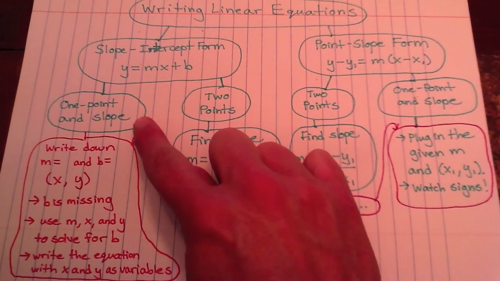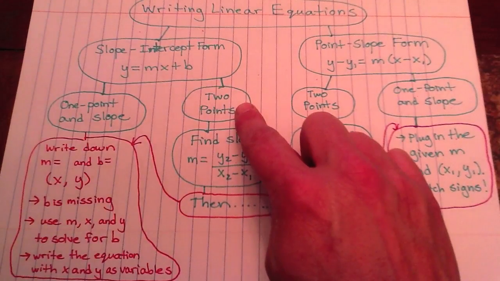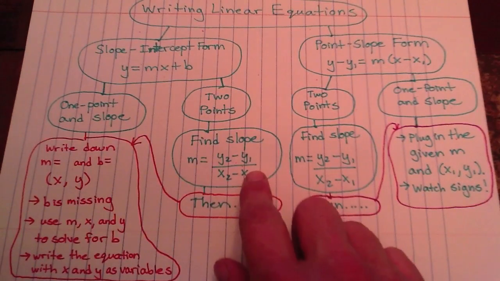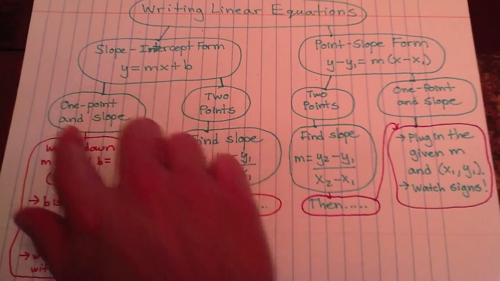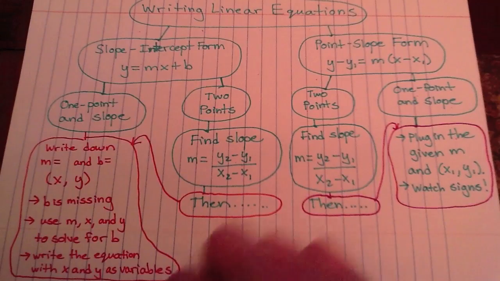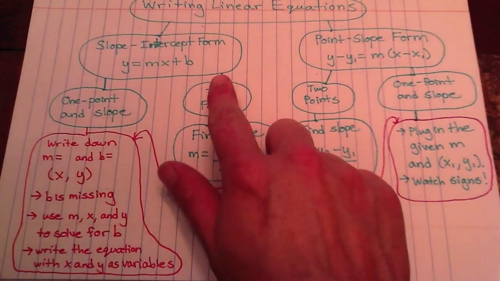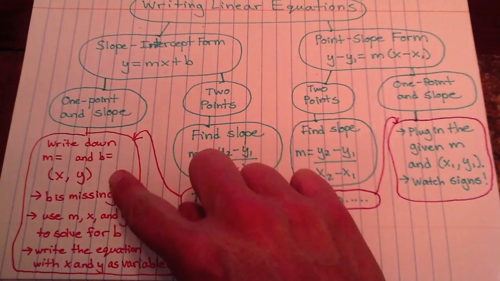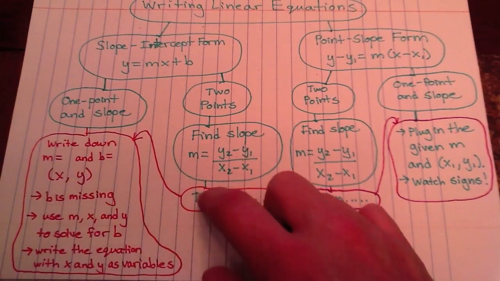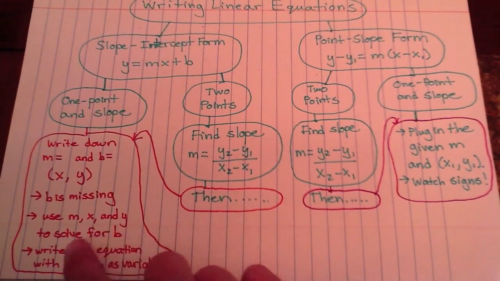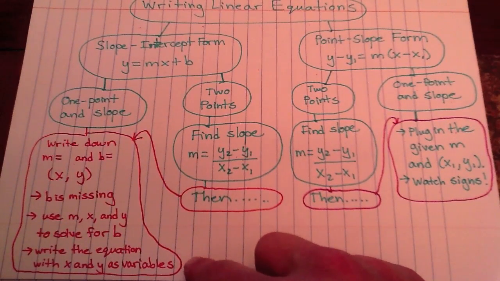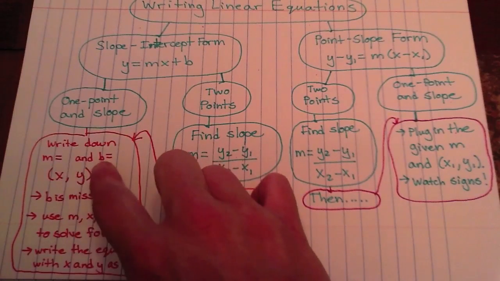But just remember when you're given 1 point and slope versus 2 points, the only thing added when you're given 2 points is that you find your slope. Once you have m, you're right back to here, 1 point and slope, because you're just going to choose one of your 2 points. So when you're looking at slope-intercept form, you have m, you have x and y. B is going to be your missing value. You'll have an x, you'll have a y, you'll have an m. Use your m, your x, your y, and solve for b. Once you have b, you rewrite the equation with x and y as variables, so you should only be plugging in your m and your b.